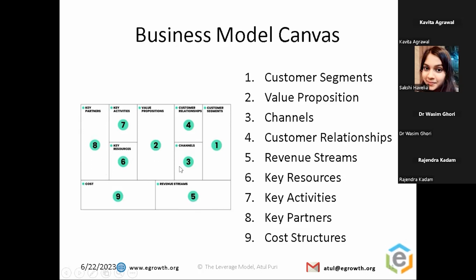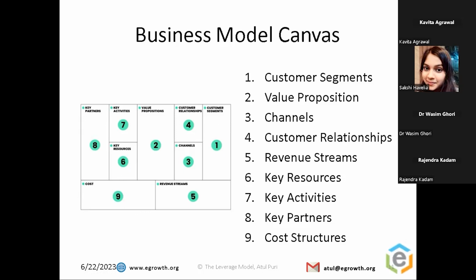When we go to the left hand side, 6 is the key resources that we need to deliver the value to the customer. 7 is the key activities that we need to deliver this promised value to the customer. 8 is who our partners are, who will help us deliver this value to our customer. And 9, which again is at the bottom, is the cost structure. What are the different costs that we need to bear to deliver this value to the customer?